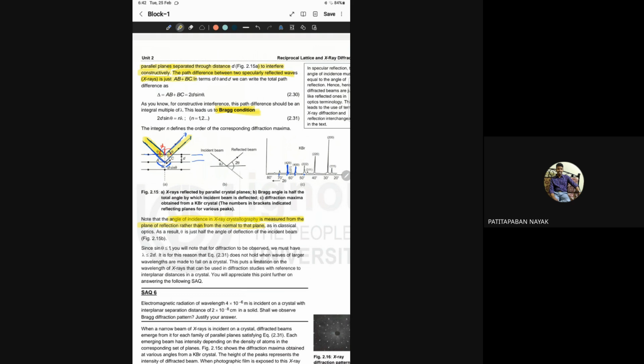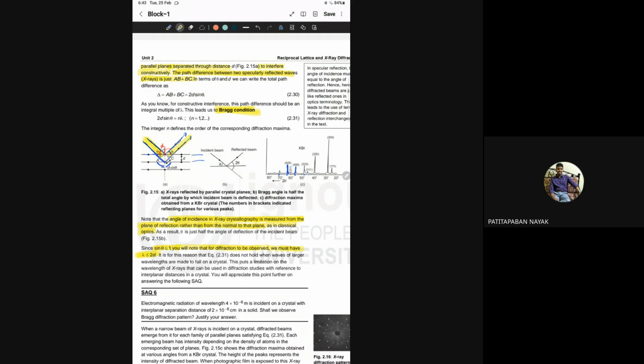The angle of incidence in X-ray diffraction or X-ray crystallography is measured from the plane of reflection rather than from the normal to the plane, as in classical optics. Since the maximum value of sine theta is 1, sine theta is less than or equal to 1. You will note that for diffraction to be observed, we must have lambda less than or equal to 2d.